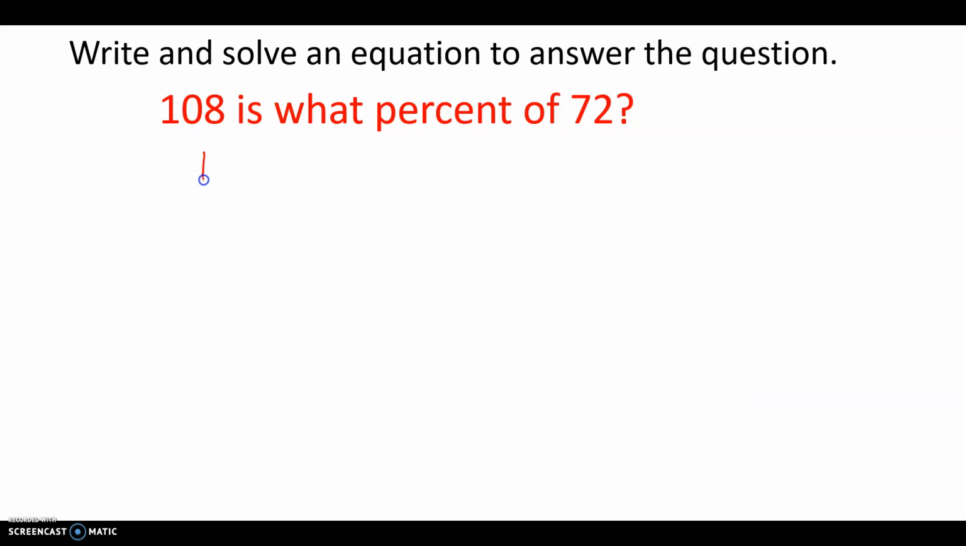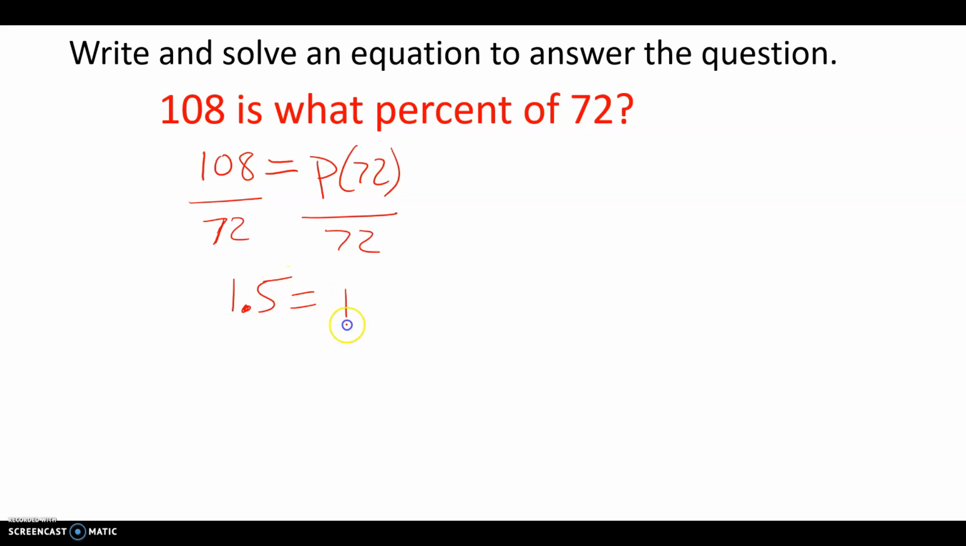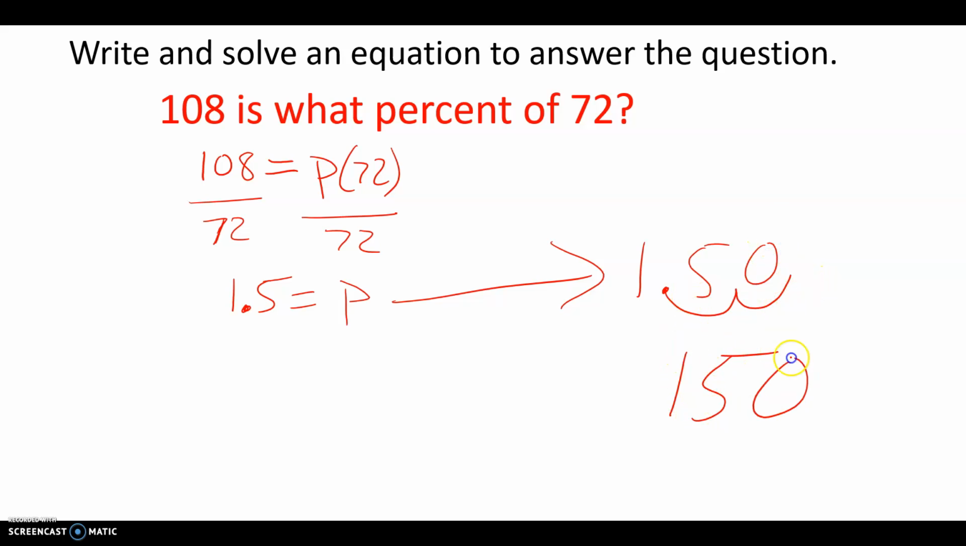So 108 is equal to what percent P of 72? So times 72, so you just divide by 72. 108 divided by 72, you get 1.5. But you have to change that to a percent. So you move your decimal 2 places to the right, and you get 150%. So be careful on that one. All right, let's look at the next one.